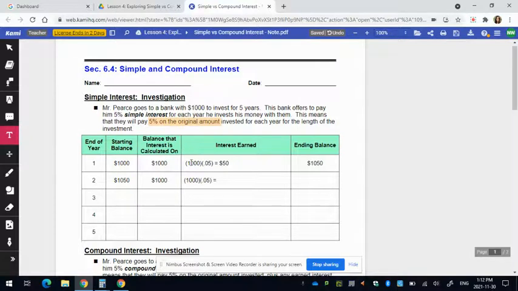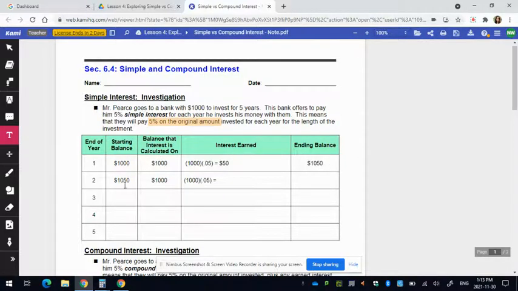So we know that we're going to take 1,000 and multiply it by our interest rate as a decimal. So we've changed that 5% to a decimal, and that gives us $50. So the interest he earns each year will be $50. So to get the ending balance at the end of the first year, we take a starting balance of 1,000 and we add the 50. So then we end with $1,050.